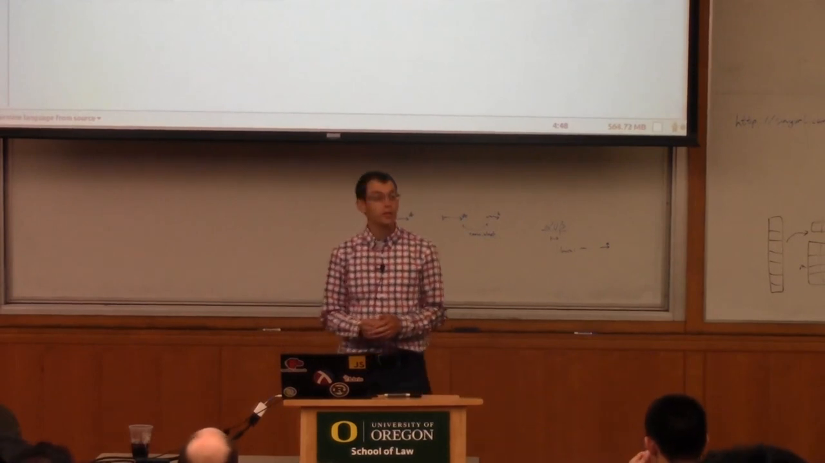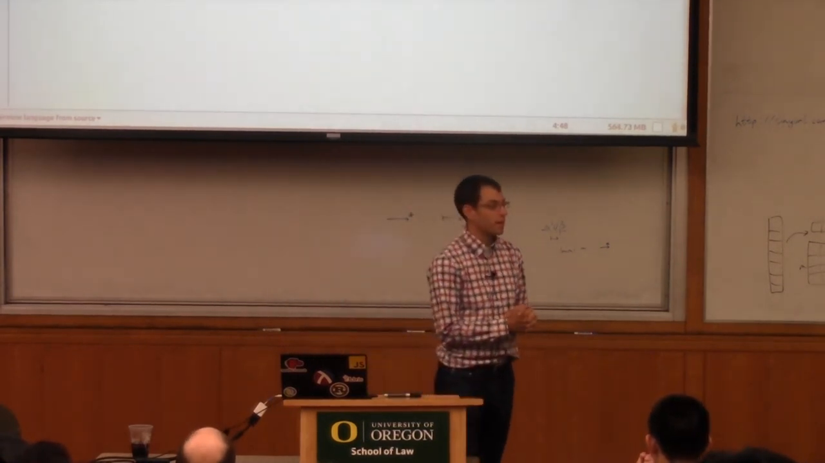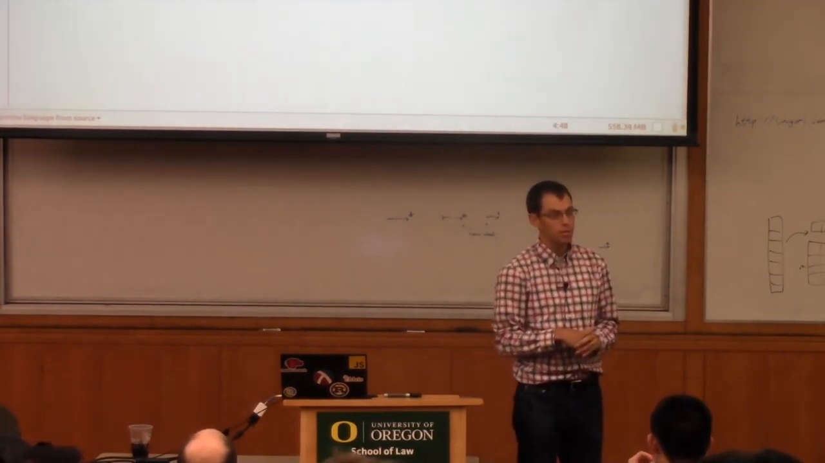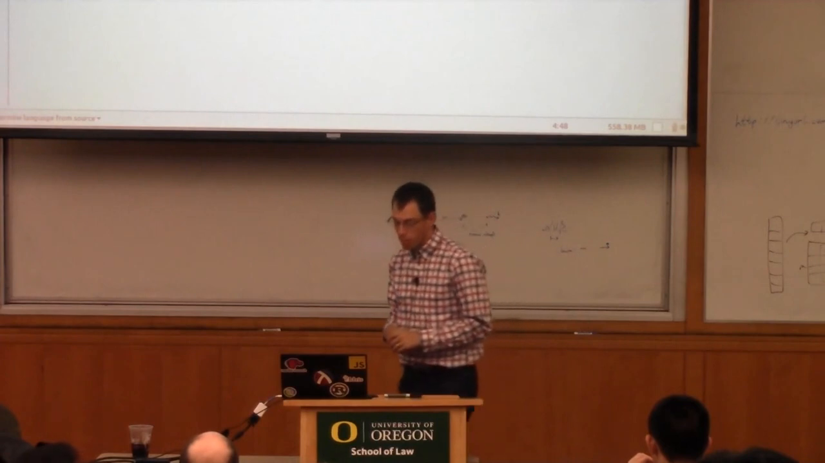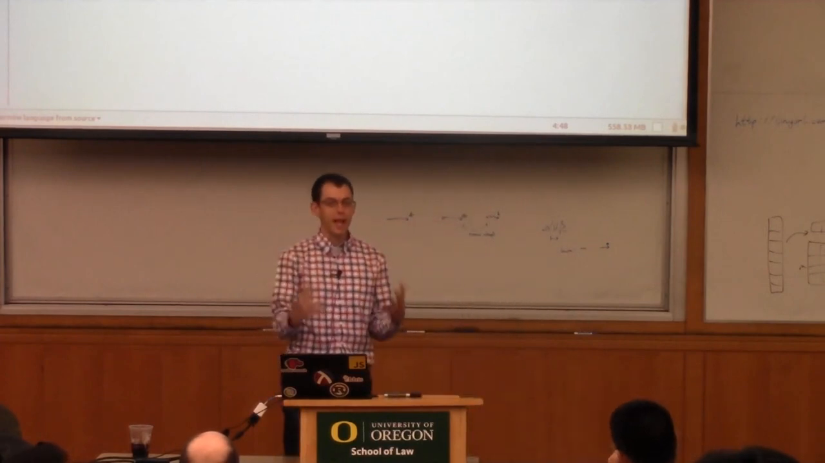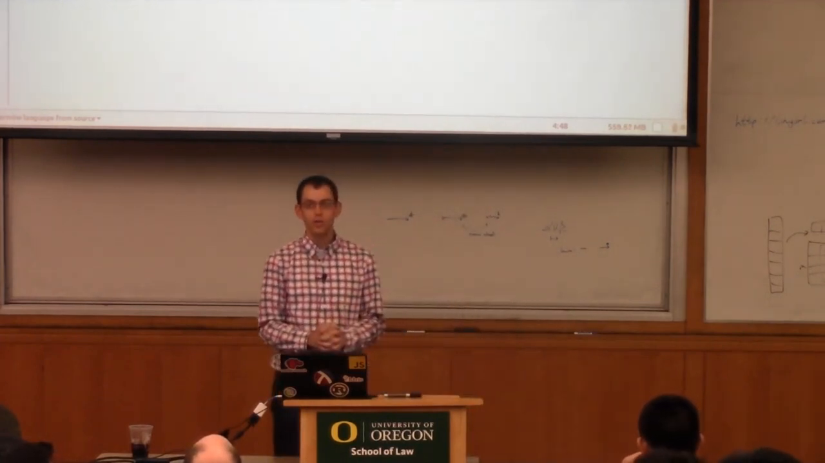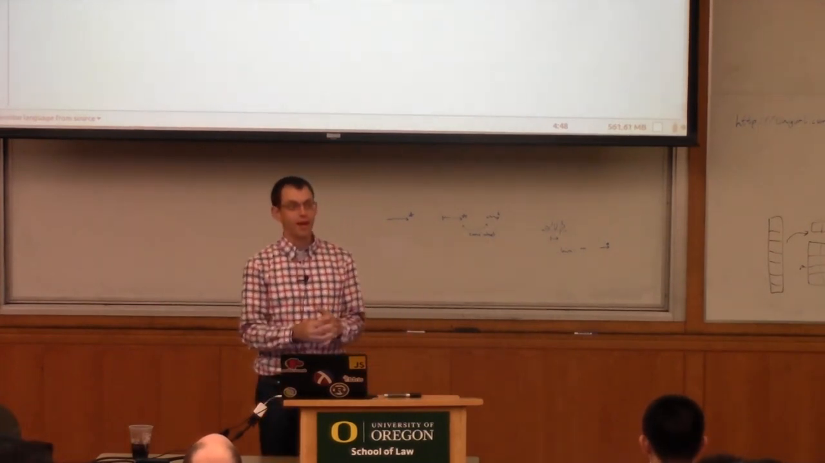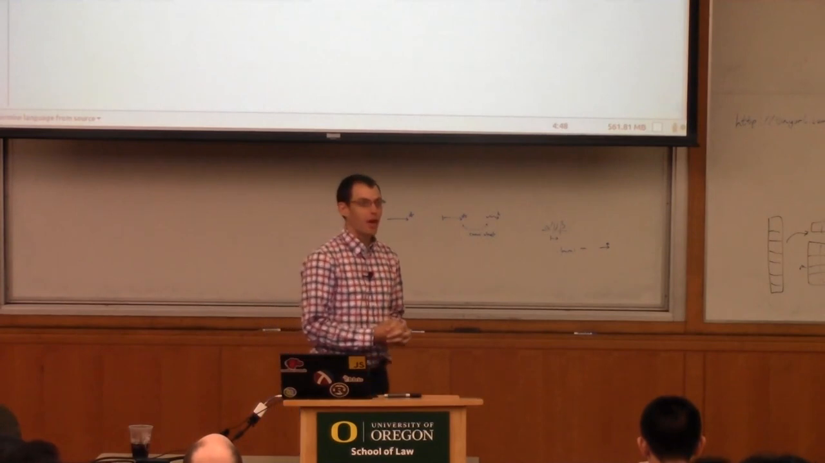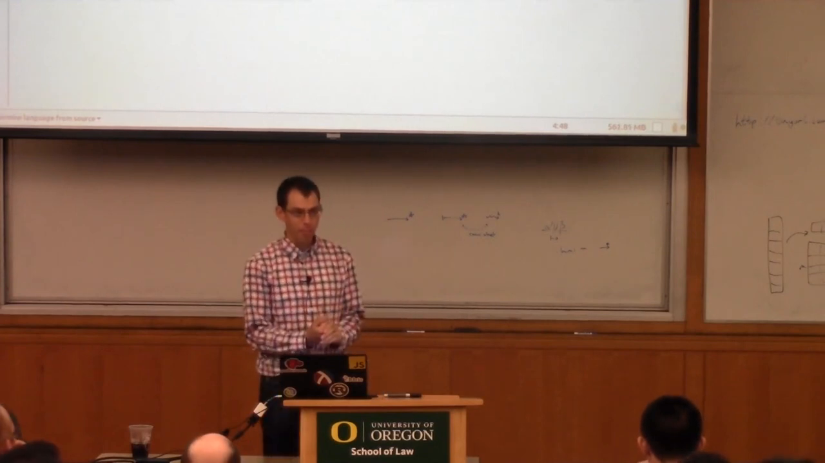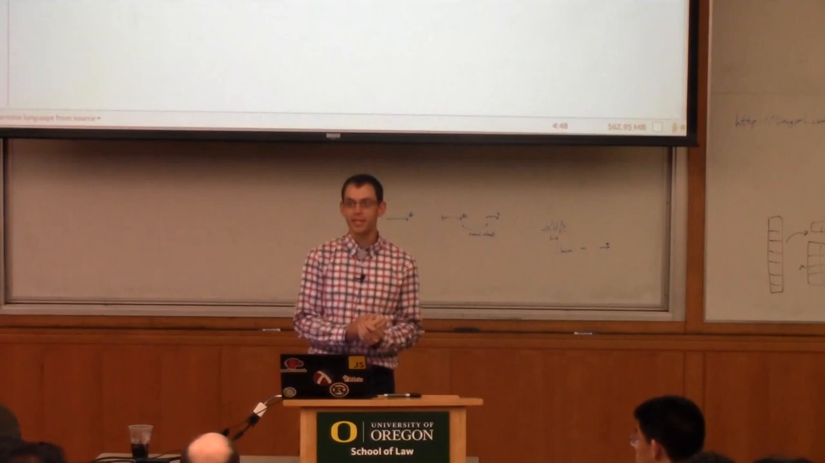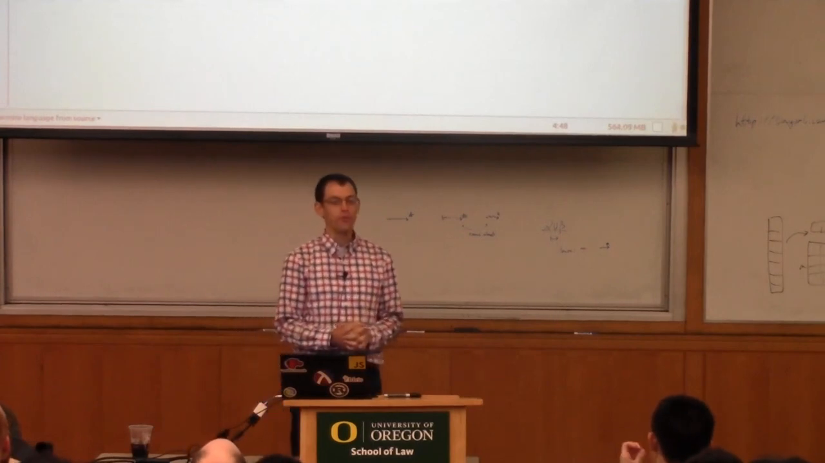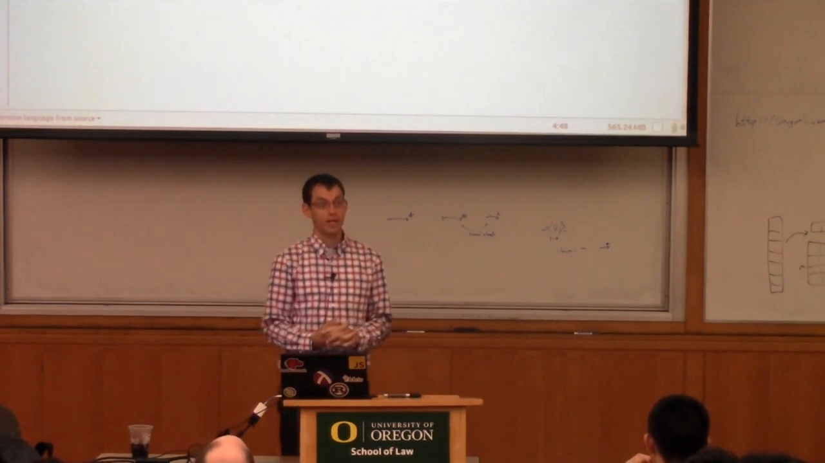So other things that might be missing from the specification. The list must not be empty. Yeah, that's a really important point, because if the list is empty, it's very hard to produce an A. So this is actually a deep result in programming languages: this program does not produce an A if you give it an empty list.